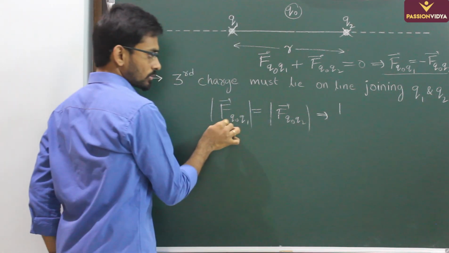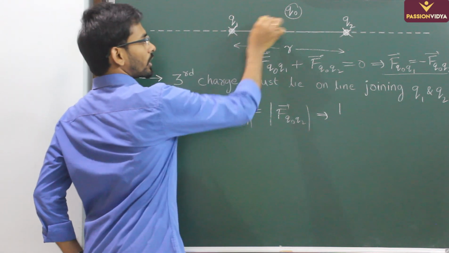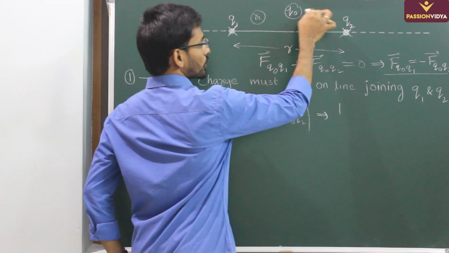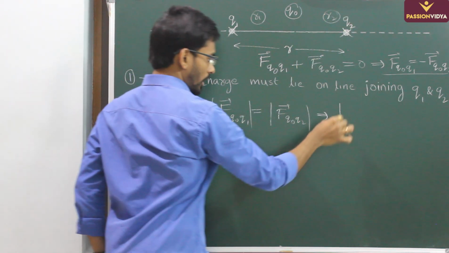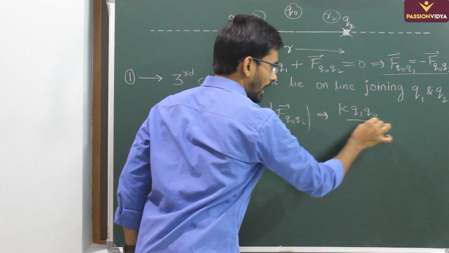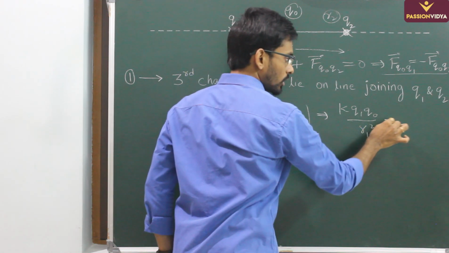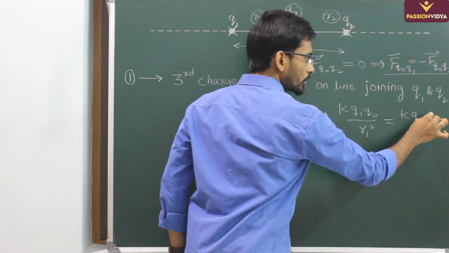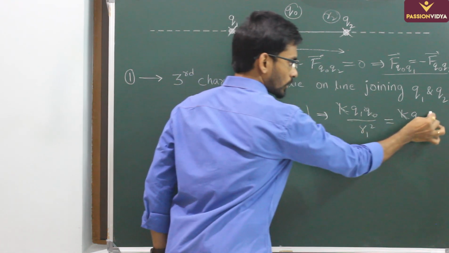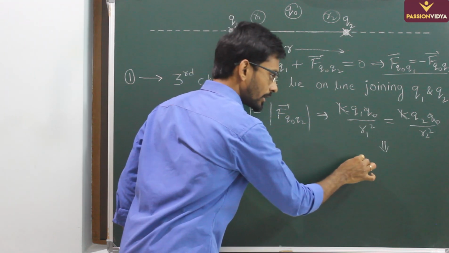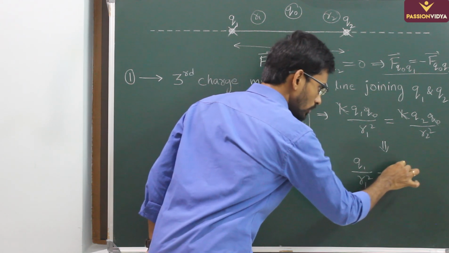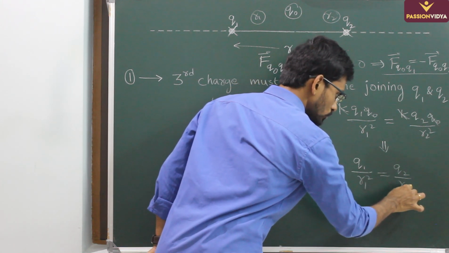We can substitute Coulomb's law, right? Let us say the distance of Q0 from Q1 is R1, and the distance of Q0 from Q2 is R2. Now K into Q1 into Q0 by R1 square must be equal to K into Q2 into Q0 by R2 square. From here K gets cancelled, Q0 gets cancelled. We will get Q1 by R1 square is equal to Q2 by R2 square.